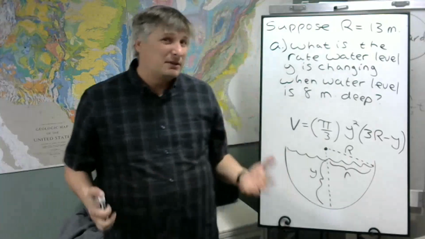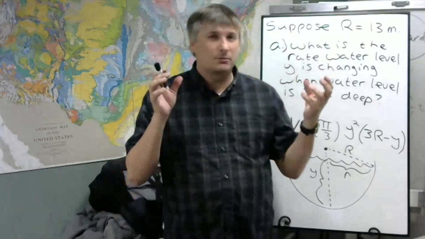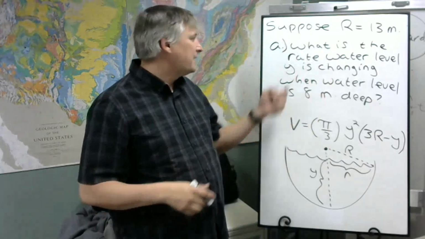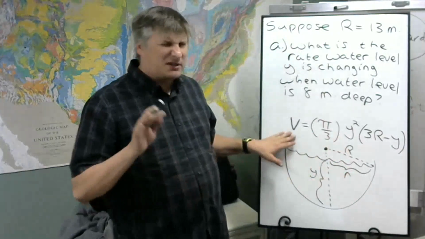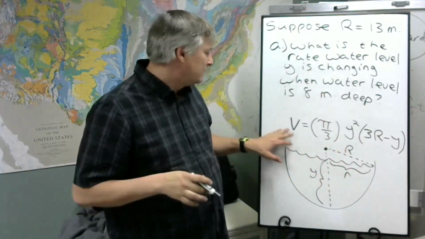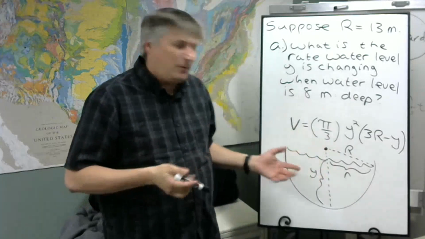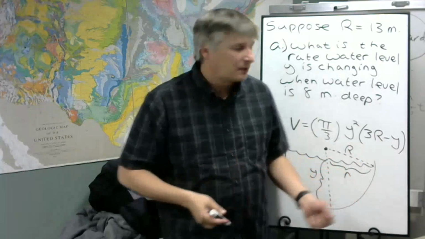Another thing that could be kind of intimidating about this equation is that we actually have two different things we're dealing with: a value of y when it's 8 meters, and then a rate dy/dt. The other thing that's intimidating is this V. What do we do with V? When do we know anything about the volume of this thing? How much water is actually in it?